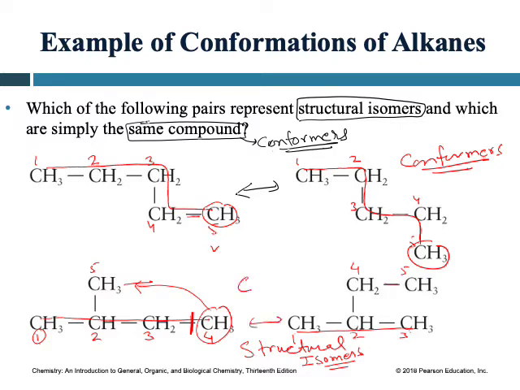So what's the molecular formula for these two compounds? Can I write 1, 2, 3, 4, 5, C5? How many hydrogens? 3, 4, 7, 9, 12. So the molecular formula is the same for both of them, but the structures are different. Over here, the molecular formula is again the same, C5H12. You have 5 carbons, but the structure is the same. That's why they are not structural isomers, they are just conformers. So make sure you know the difference between conformers and structural isomers.